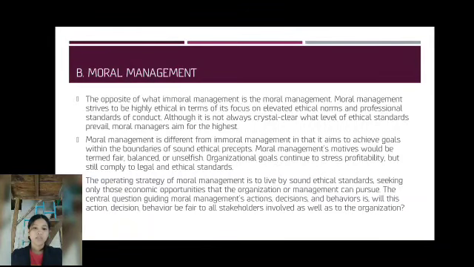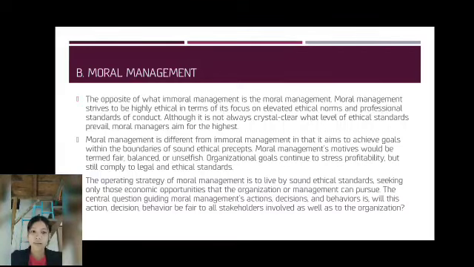A moral manager is a person who is dedicated to a high standard of ethical behavior in his own actions and decisions on how to manage the company's activities. So what are the examples of being a moral manager?